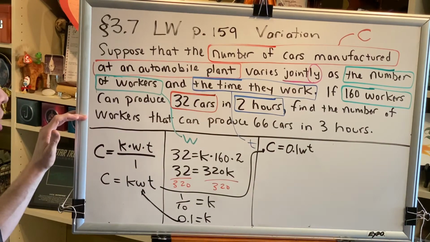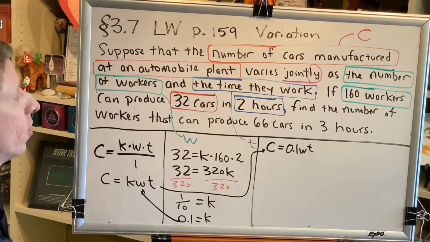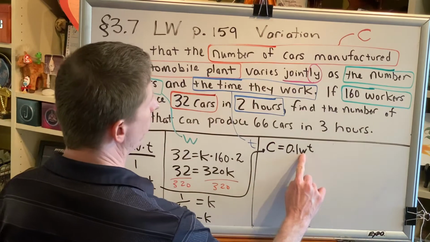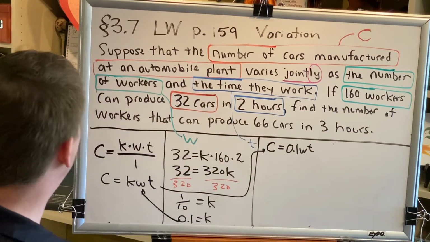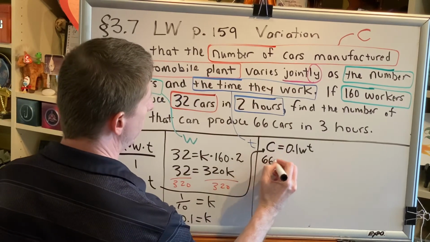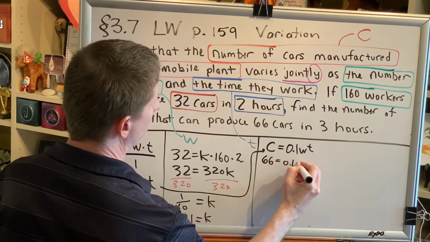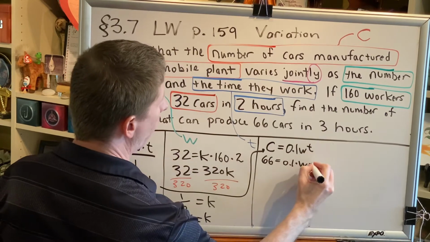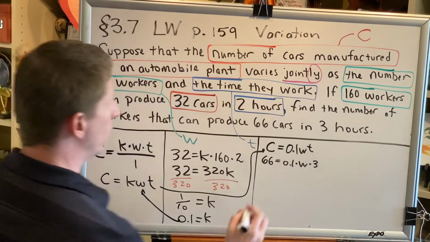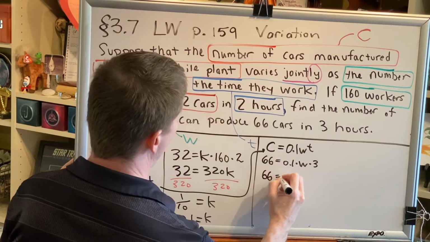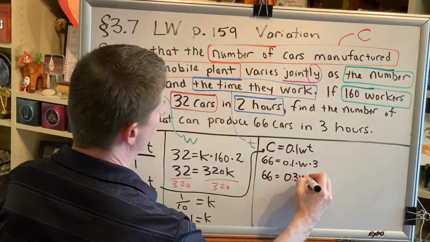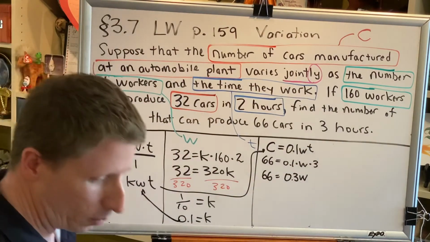Find the number of workers that can produce 66 cars in 3 hours. Okay, so find the number of workers. We're going to try and solve for W. That can produce 66 cars, so then the C becomes 66. In 3 hours, that's time, so T gets replaced with 3. I get 66 equals 3 times 0.1 is 0.3. So 66 equals 0.3W.